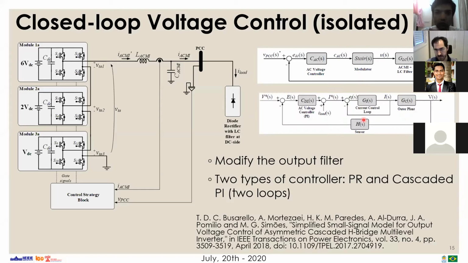For the two loops, I'm using the current control loop as the inner loop and the output voltage as the outer loop. Again, this is quite common and traditional, and it shows that the linearization is an interesting aspect of this topology. If you linearize correctly, you can employ classical controllers. In this second diagram, I'm using two PI controllers. If you have more interest in these controllers, you can take a look at one of my papers published in the IEEE Transactions on Power Electronics in 2018.